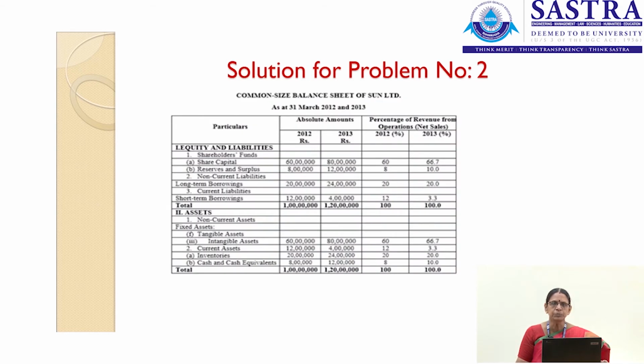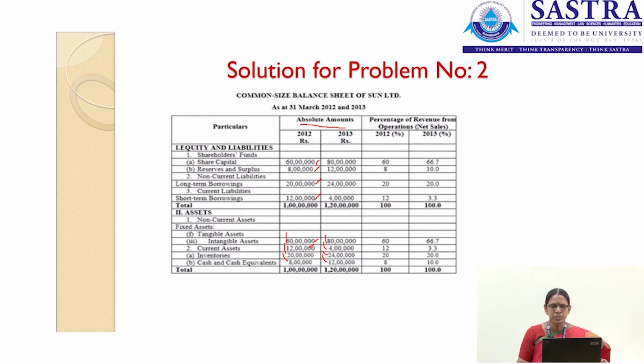Now let us see how this balance sheet has been prepared. So first two columns we have the absolute amounts, that is shareholders funds. We have 60 lakhs, 8 lakhs, 20 lakhs, 12 lakhs, we have a total of 1 crore. Again tangible assets we have 60, intangible we have 12, current assets we have, this should be in the higher ups. So this is cash and cash equivalents 8 lakhs. Now we have all these things must have one line above.